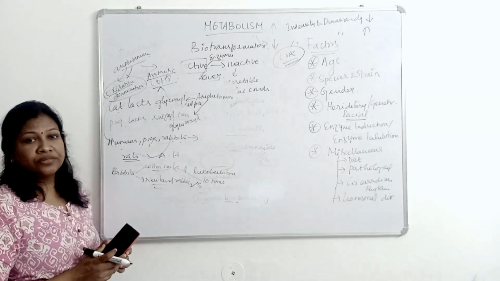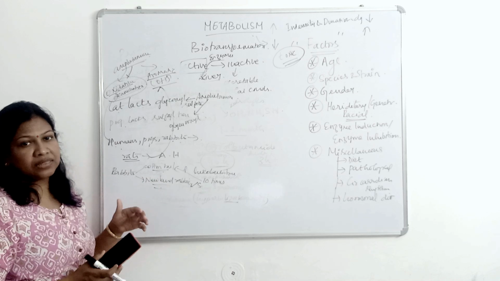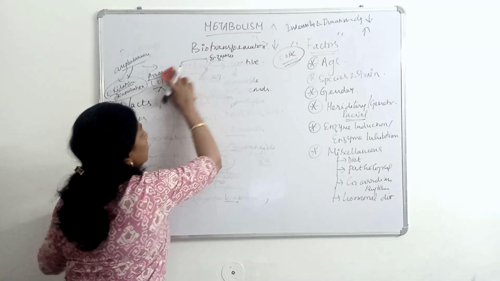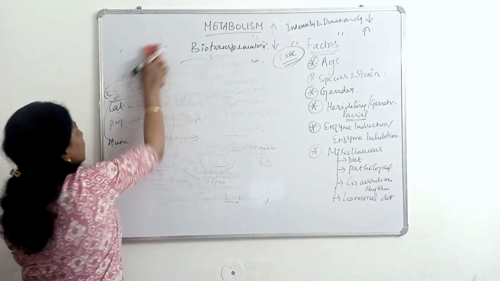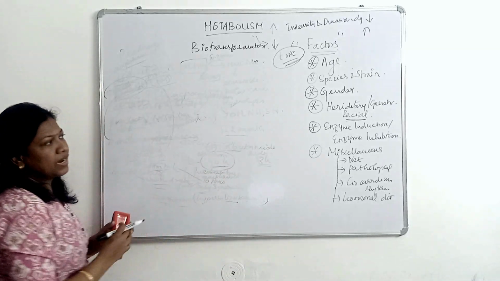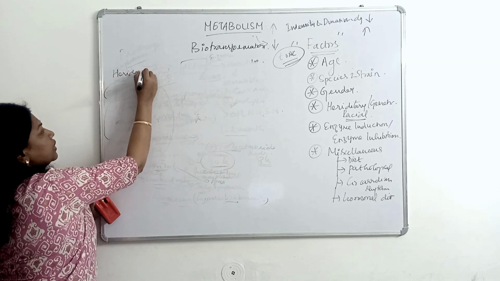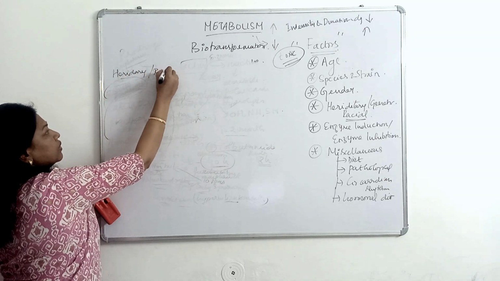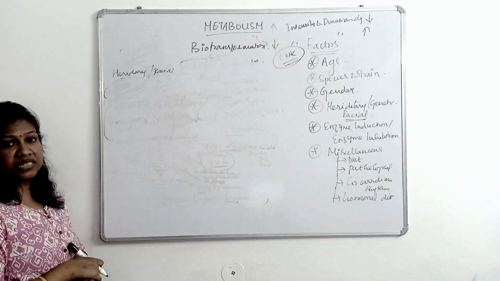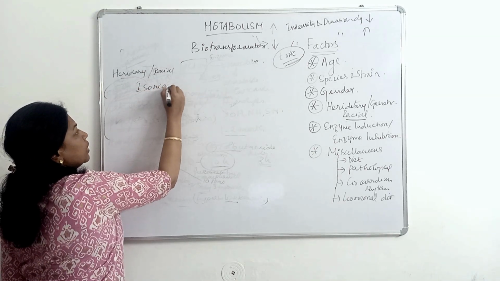Of course, gender. We already know that males have faster metabolism than females. It is also proven in animals, using mice and rats. Male rats metabolize drugs faster than female rats. The next factor is the hereditary or genetic factor, or racial difference. If there are differences in genes, there will be differences in races also. The example for this is the drug isoniazid.